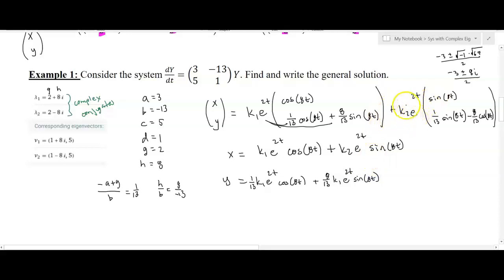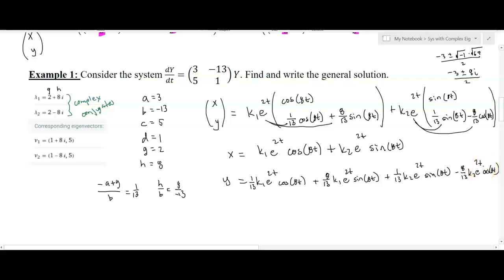I'll do the same thing for the second guy here, k2 e to the 2t distributed to the 1/13th sine 8t. So 1/13th k2 e to the 2t sine 8t, and then distribute it to the minus 8/13th cosine 8t, which will be minus 8/13 k2 e to the 2t cosine 8t. And that's the full-blown solution.